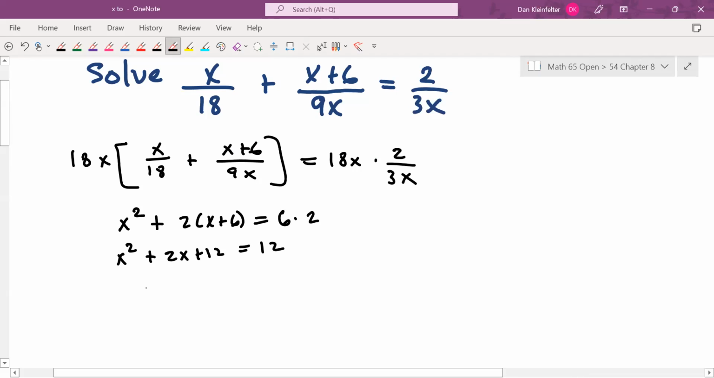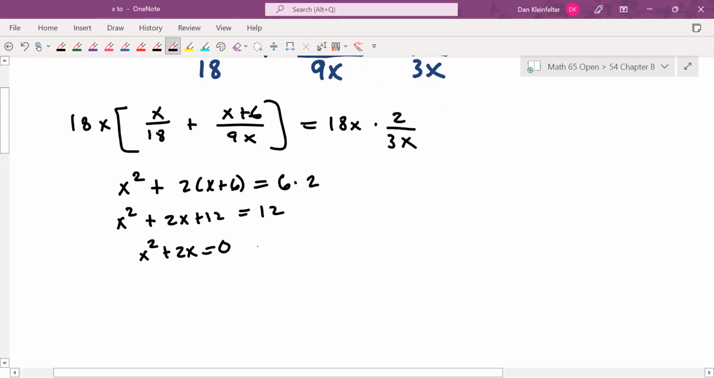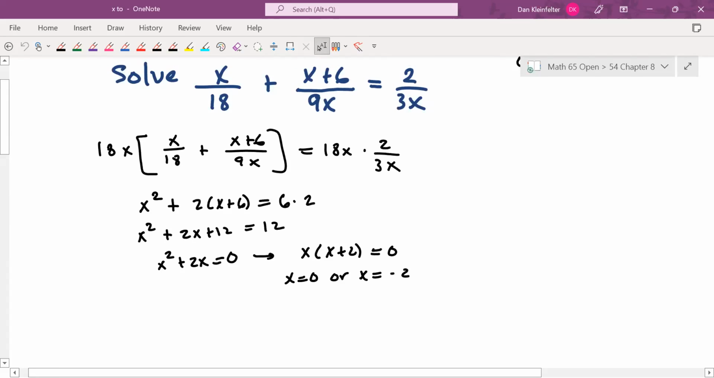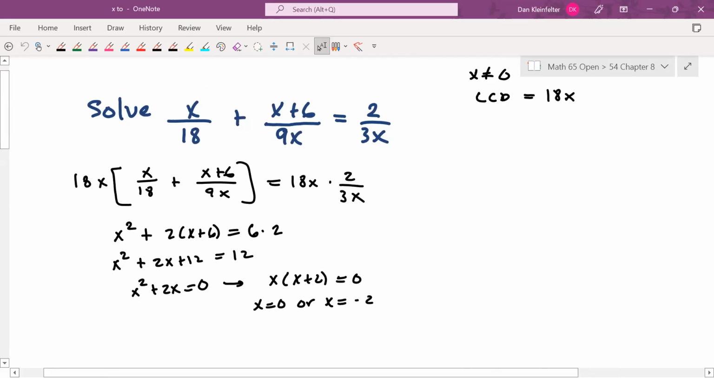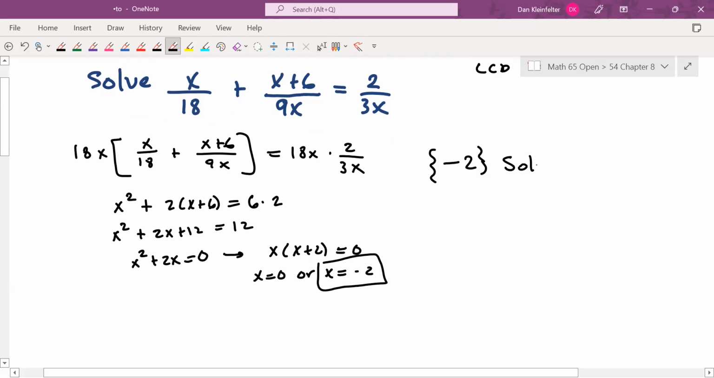Taking the 12s from both sides, we'll have x squared plus 2x. And then we can factor out that common factor of x. We'll have x times x plus 2 is 0, so that either x is 0 or x is negative 2. So there's two potential solutions, but we saw that our exclusion at the very beginning was that x is not able to be 0. So our only true solution is going to be negative 2. So that's our one actual solution.